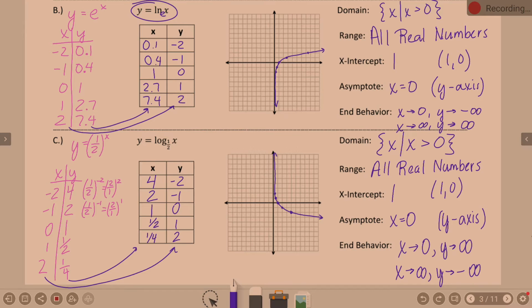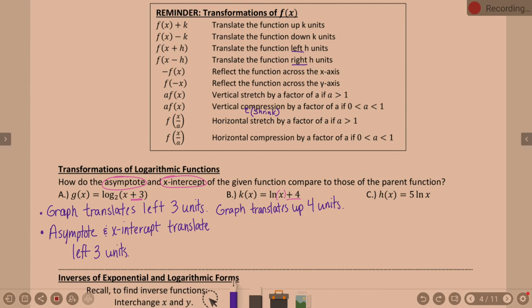Now, if I take this graph and move it up, is my x-intercept going to be affected? Yeah, because this point is going to move up 4, and whatever is 4 down below, like this point, is now going to be my x-intercept. So my x-intercept will change, won't it? Okay, so that's the information we need to look at here. So the graph translates up 4 units. Asymptote will not change.